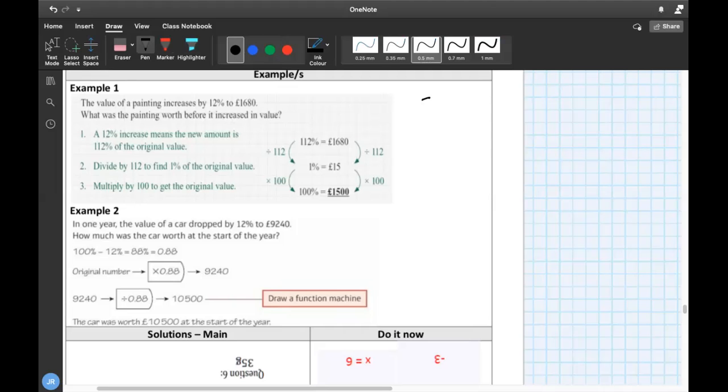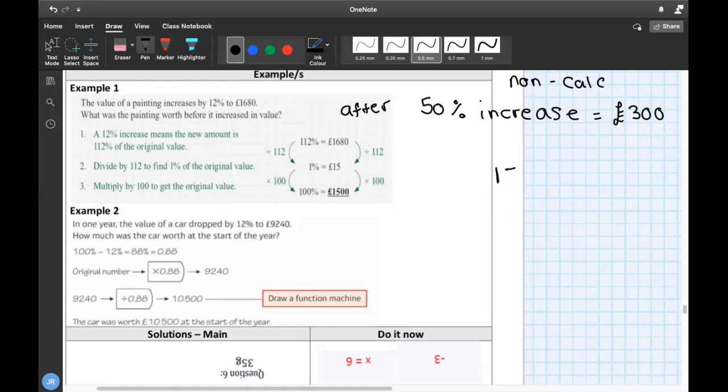So let's imagine you were told that you had a 50% increase of an object. So this is our non-calc. So you had a 50% increase of an object, and that object's new cost was £300. So after a 50% increase, that was £300. You think about your original amount as being 100%, and you've increased it by 50%, then the amount that you have, this £300, is going to be equivalent to 150%.